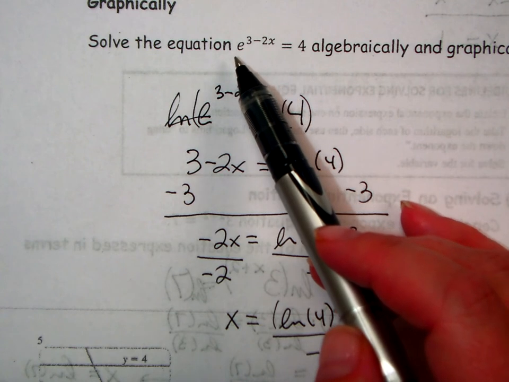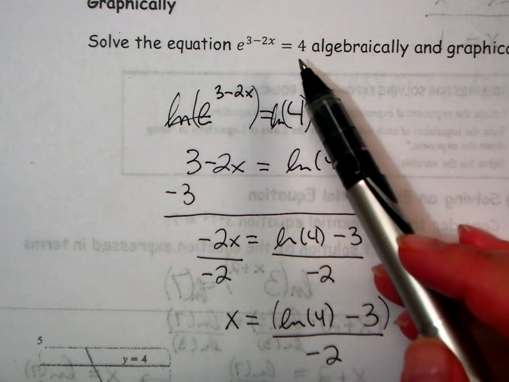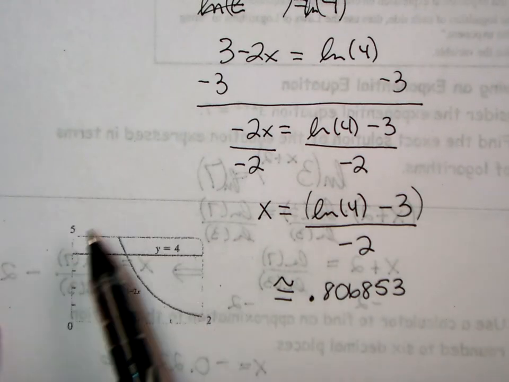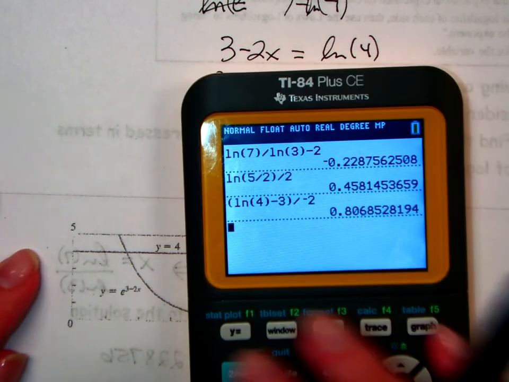So algebraically or graphically, what we do to solve this equation is we would graph both sides of this equation. We would put e to the 3 minus 2x as y1, and we would put 4 as y2, and that's going to get you a graph that looks like this. So I'm going to go ahead and do that for you.